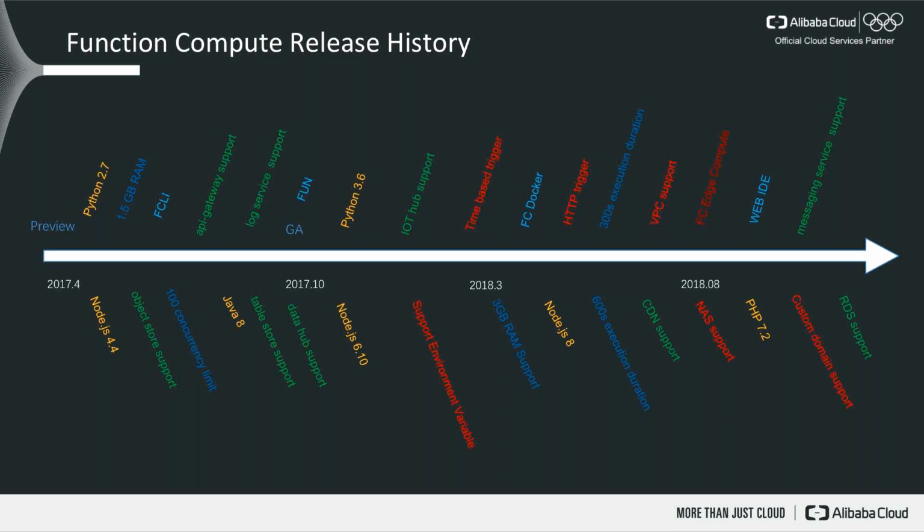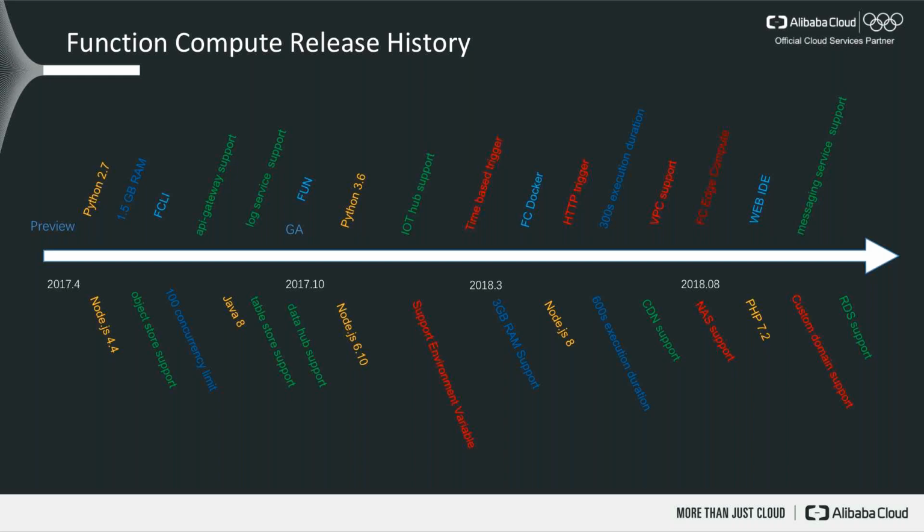And then the light blue ones are the tools. We have CLI, we have some templates, we have fcdoc, which is a local tool. And then we have the red ones. The red ones are the features that I highlighted, other than the basic feature that you are able to submit some code and it runs. These are the features that I highlight.